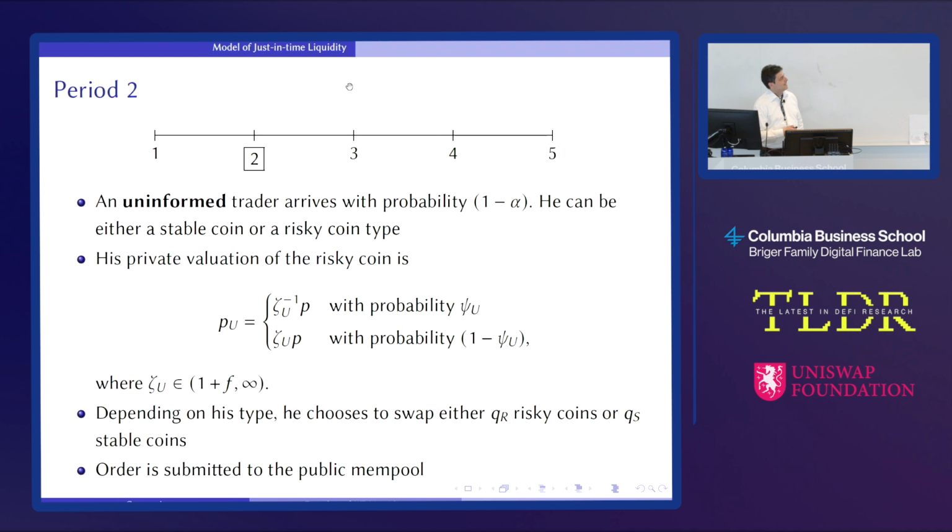And zeta u is basically a reduced form model for the sensitivity of the order flow of the pool to the order flow. So in a sense, when an uninformed trader comes, depending on his preference or valuation for one coin versus the other, he will trade more or less. And this is captured by this parameter zeta u. So for example, if he likes the stable coin more than the risky coin and this zeta u is large, then he will swap more stable coin for risky coins.